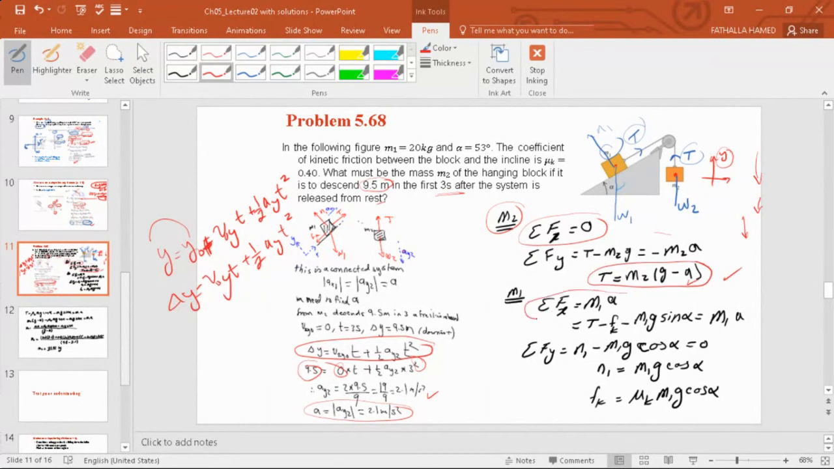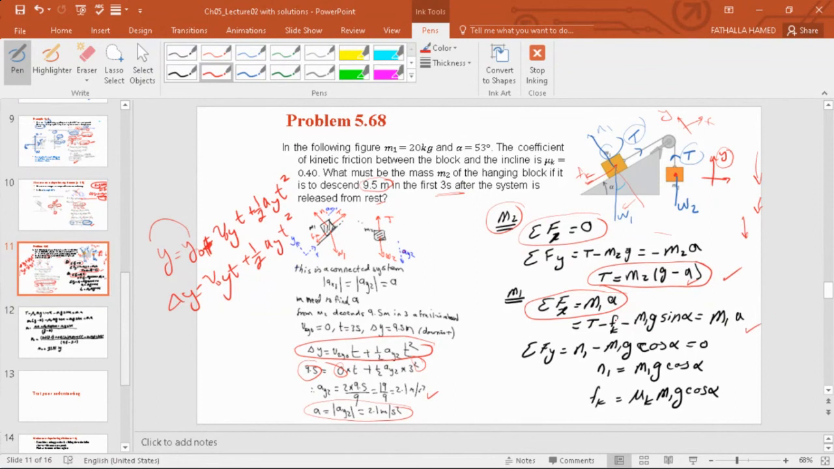For M1, along the x-axis, you have the tension, which is pulling along the positive x-axis, because this will be your x and this will be your y. You have the friction, which is opposite to your motion, so minus Fk, minus m1g sine alpha. The weight here, if you choose your axes this way, is acting along the negative x-axis. So T minus Fk minus m1g sine alpha equals m1a, because the system is moving along the positive x-axis direction.